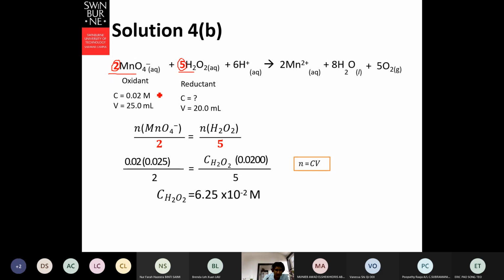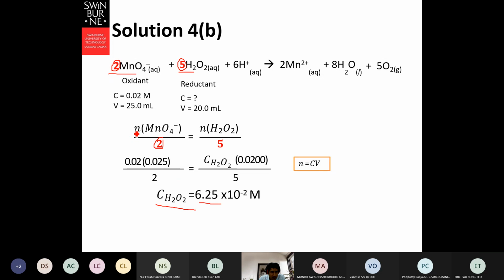5 moles of hydrogen peroxide reacted with 2 moles of manganese tetroxide, and then they produce 2 manganese, 8 water, and 5 oxygen as well. So from there, using N1V1 and N2V2, we can find that the concentration of hydrogen peroxide was 6.25 × 10⁻² molar, or mole per liter, where N equals C into V. From that equation we find it.